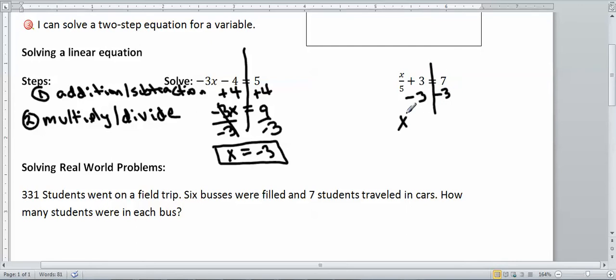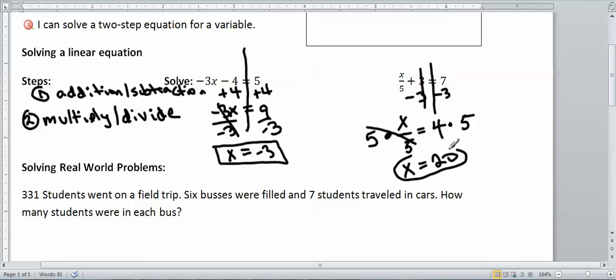Okay, so when I simplify that, positive 3 minus 3 becomes 0, cancels out. I get x divided by 5 is equal to 7 minus 3, and 7 minus 3 is 4. Okay, so on both sides, I'm going to multiply by 5. Okay, what happens there is that will become 1. I get x is equal to 4 times 5, which is 20. Okay, so the answer you should have got was 20. All right, so moving on.